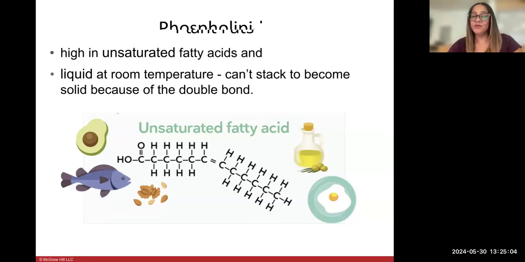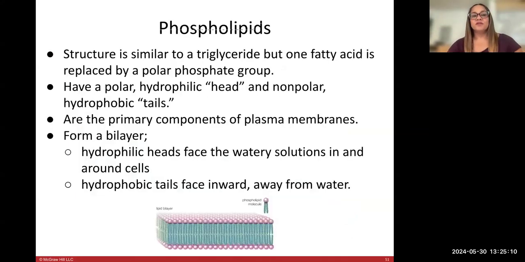Phospholipids. Its structure is similar to a triglyceride, but one fatty acid is replaced by a polar phosphate group. So they have a polar hydrophilic head and a nonpolar hydrophobic tail, which seems counterintuitive, but it works for our cells. They're the primary components of plasma membranes. They form a bilayer where the hydrophilic heads face out toward the watery solutions in and around cells, and the hydrophobic tails face inward towards each other.